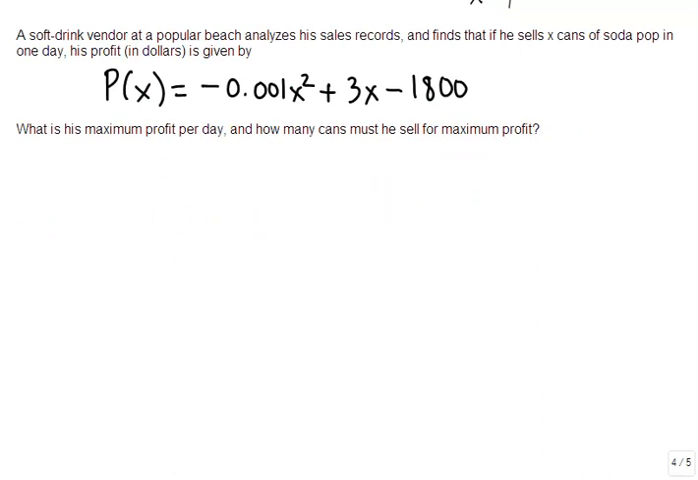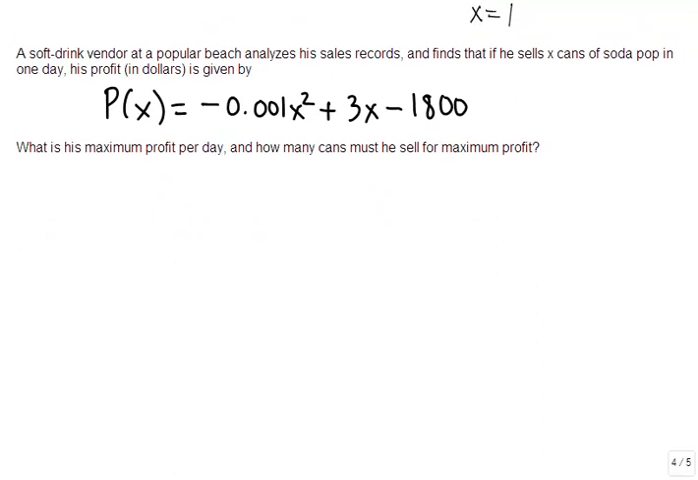All right. To finish off here, we're going to do several different word problems involving quadratic functions. So this first one says, a soft drink vendor at a popular beach analyzes his sales records and finds that if he sells x cans of soda pop in one day, his profit in dollars is given by this function. What is his maximum profit per day, and how many cans must he sell for maximum profit?